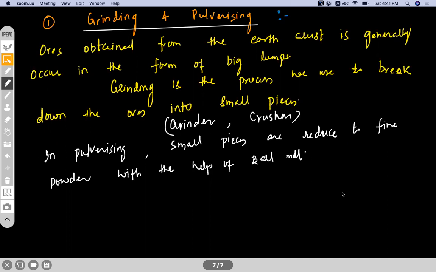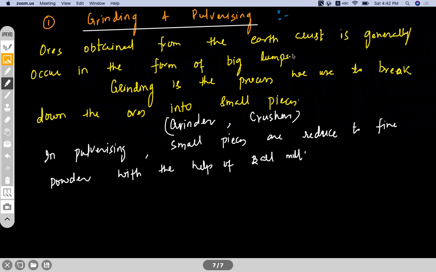Got it, sir. So if you don't break down into small pieces, you won't be able to prepare the solution out of it. It won't mix properly. Yes, for better reaction, or to prepare a solution for other processes, you need to reduce the size of the ore particles that you are getting. Correct. So this is the first step, that is grinding and pulverizing.